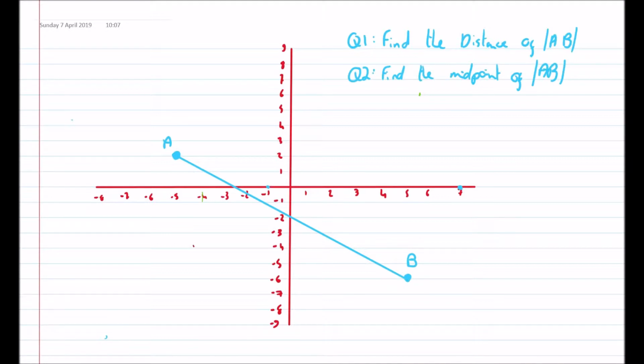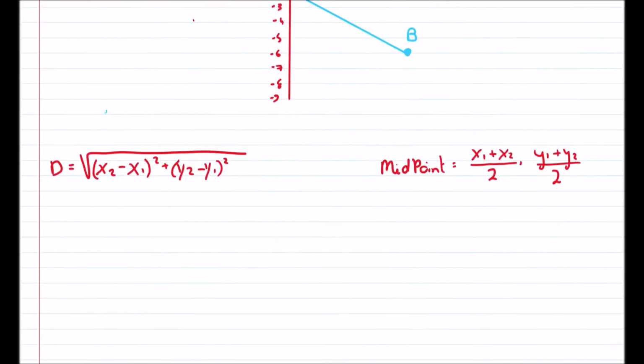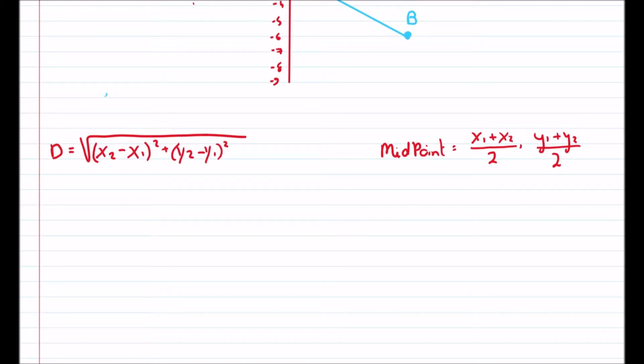What we can't do is just measure the distance with a ruler. Okay, we can't do that because we're not dealing with centimetres here, we're dealing with units. So what we're going to do is we can use this formula. This formula is straight out of our log books. We don't have to learn it off by heart or anything like that.